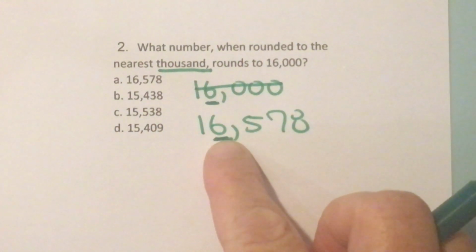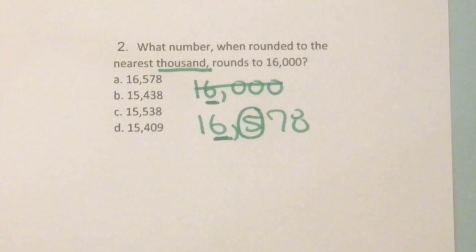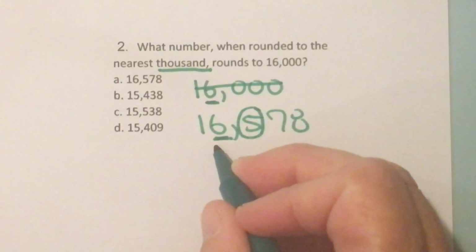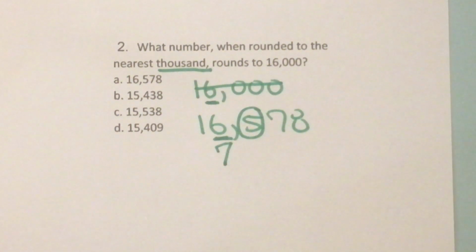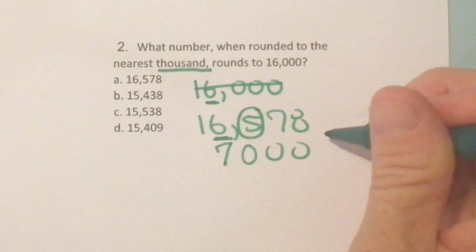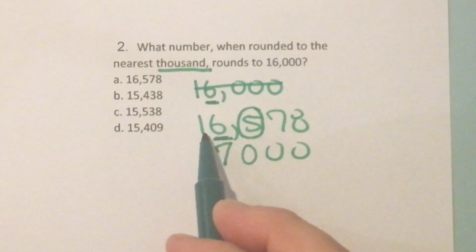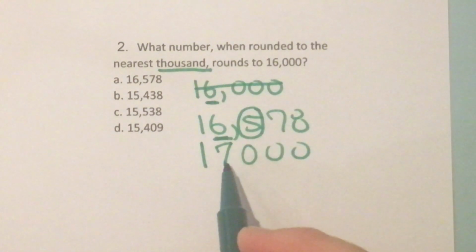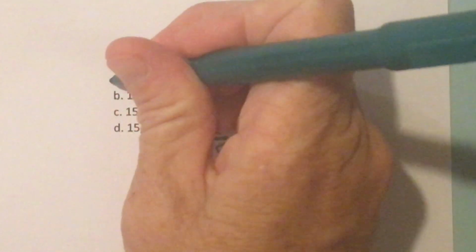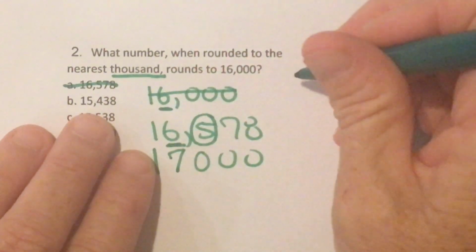So step 1, I underlined it. Step 2, I circle the bossy neighbor on the right, and he says, I'm a 5, so go up the line. So my 6 becomes a 7. Step 3 is everything on the right becomes zeros. And step 4 is everything on the left stays the same. So 16,578 rounds to 17,000. Nope, we were looking for one that rounded to 16,000. Not our answer. Okay, I know that's kind of squished here.